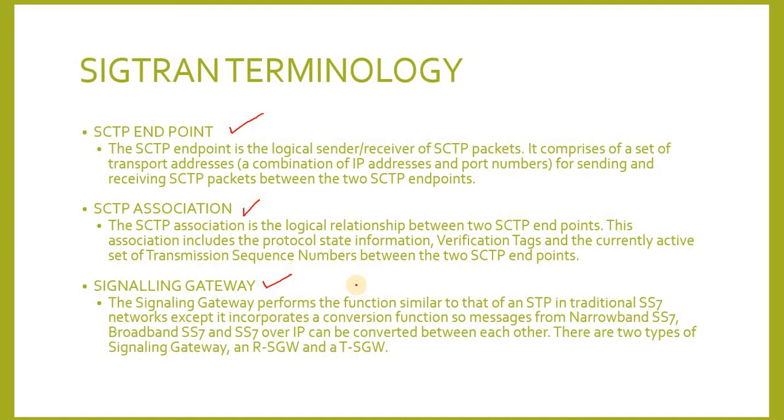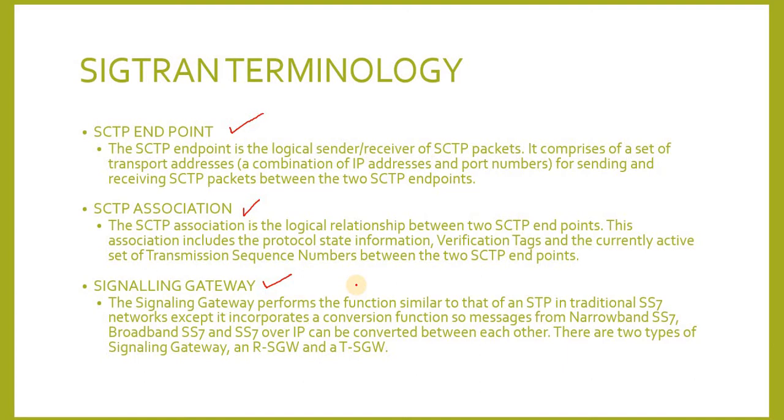There are two types of signaling gateway, an RSGW and a TSGW. The RSGW is referred to as the roaming SGW. Its functions are GT routing vs CCP relay, signaling conversions between SS7 and IP transport mechanisms, conversion between public and private IP addresses, and also conversion between IPv4 and IPv6.